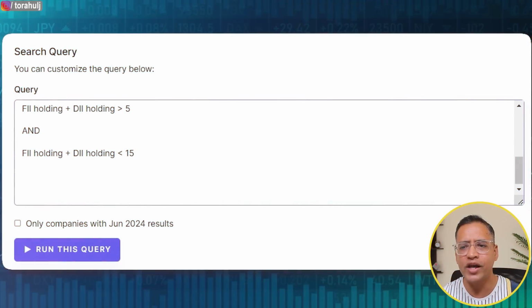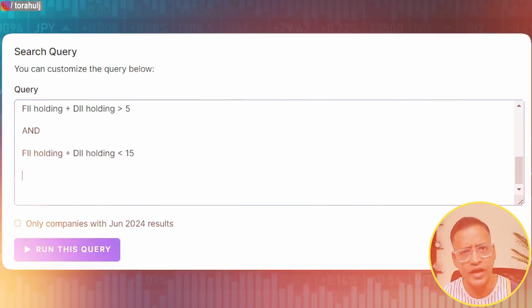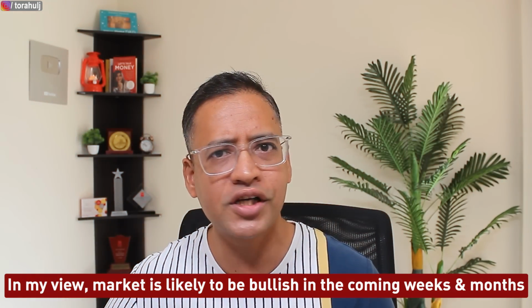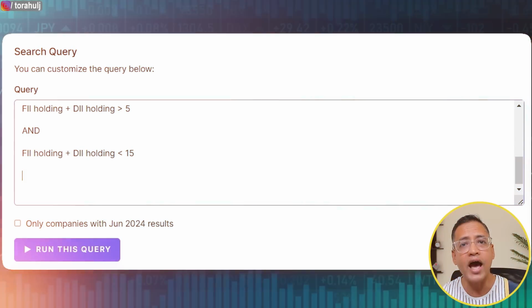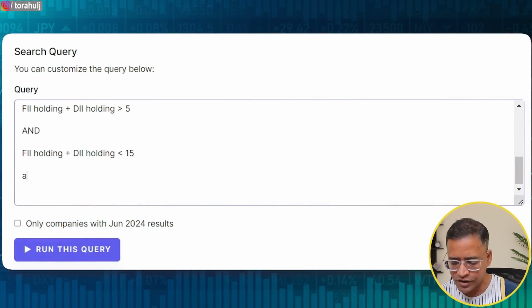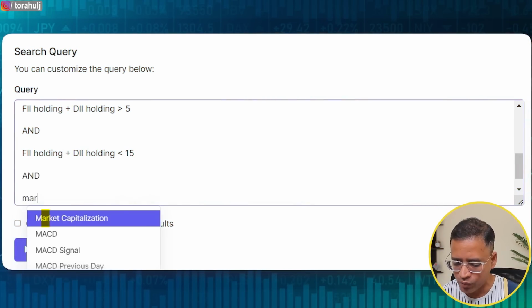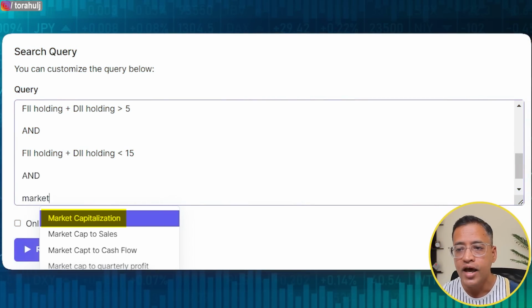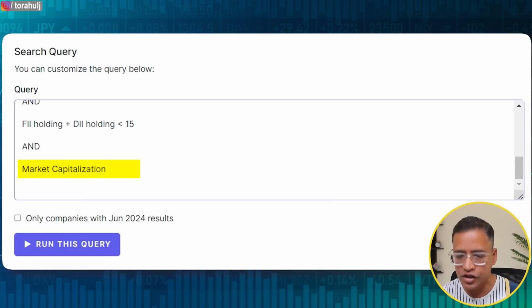Now coming back to this query, we cannot really put that criteria here, but I have given you my view in terms of the market trend. So in my view, the market is likely to be bullish in the coming weeks and months. But what I am now going to do is put a last filter, which is market cap, right? I am only interested in those stocks that have a market capitalization of greater than, let's say, 5,000 crore, because we really don't want to pick up stocks with very low market cap, because there is a lot of risk involved in those particular stocks.